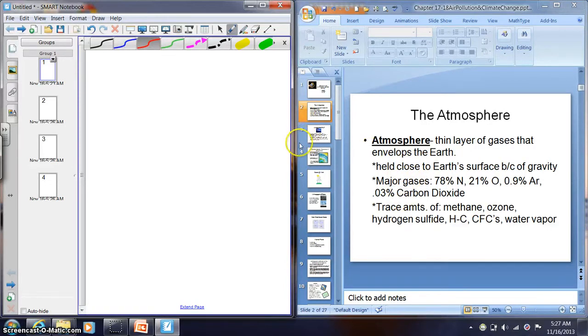The atmosphere is made up of different spheres. So if this was the Earth, the atmosphere would be a very thin layer above it. But what I'm going to do is not draw it to scale to show you the different layers. So the layer closest to the Earth is the troposphere.